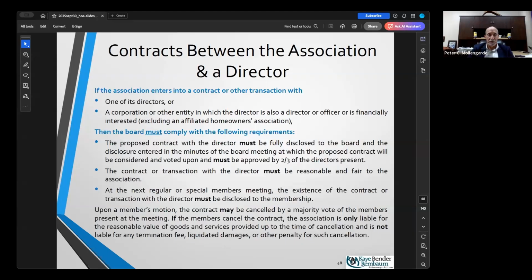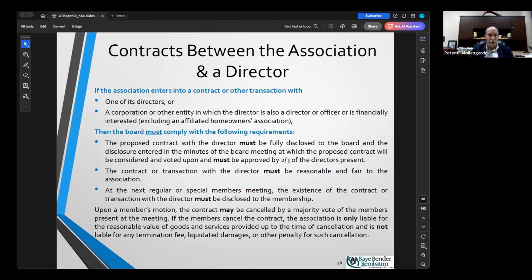If you enter into a contract or other transaction with a director, or a corporation or other entity in which the director has a financial interest, then the board must comply with the following requirements, okay? The proposed contract must be fully disclosed to the board, and the disclosure entered into the minutes of the board meeting at which the proposed contract will be considered and voted upon, and it must be approved by 2/3 of the directors present. The contract must be reasonable and fair to the association.